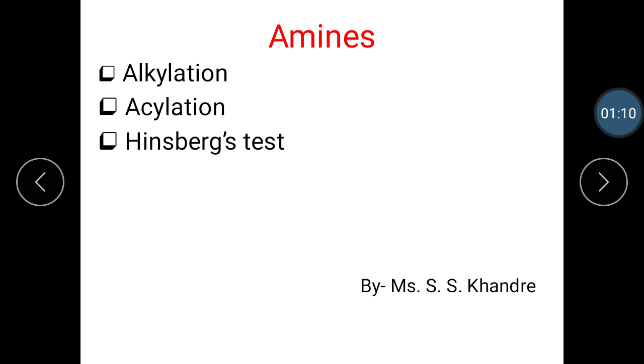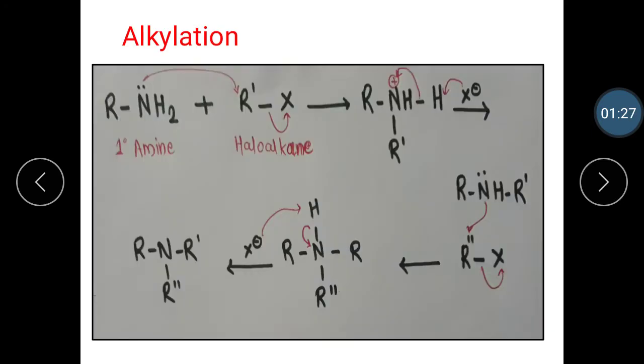Then the next reaction is the Hinsberg test, which is the reaction with benzene sulfonyl chloride. Benzene sulfonyl chloride, also known as Hinsberg reagent, reacts with primary and secondary amines to form sulfonamide. Let's first see the alkylation reaction.